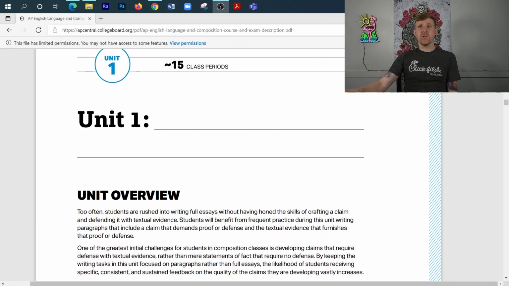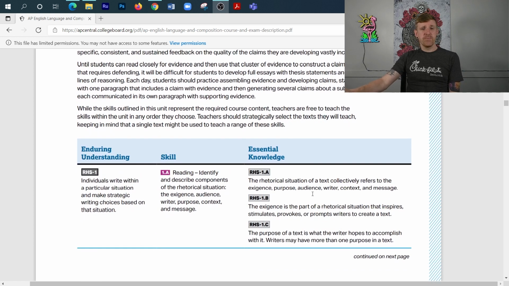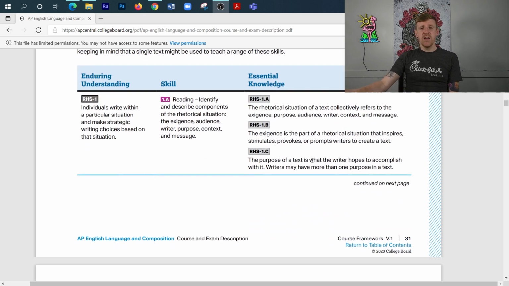And so as you'll notice on my screen, I have unit 1 of the course and exam description. And sure enough, you're going to notice that, of course, we're starting with rhetorical analysis because we have our rhetorical situation right here in our essential knowledge and whatnot. So we need to teach kids how to identify and describe components of the rhetorical situation.